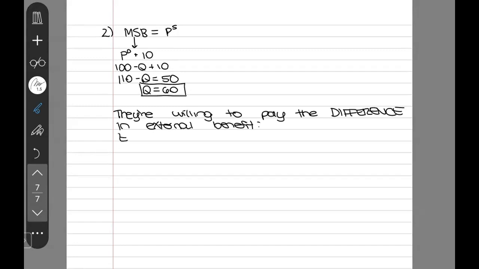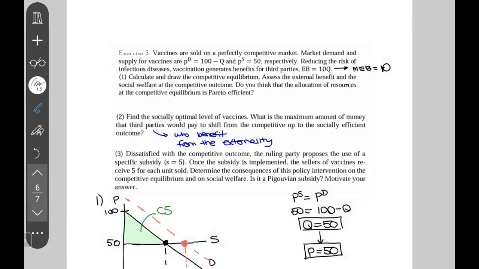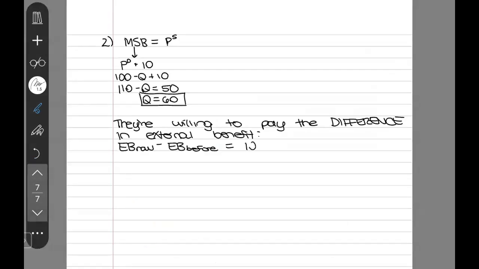So we take the external benefit that we have now minus the external benefit that we have before. And we had our external benefit function, which was, I think, 10Q. So we just have to plug in the two quantities. So 10 times the new quantity of 60, and then 10 times the old quantity of 50. So 600 minus 500, and that's going to be 100.